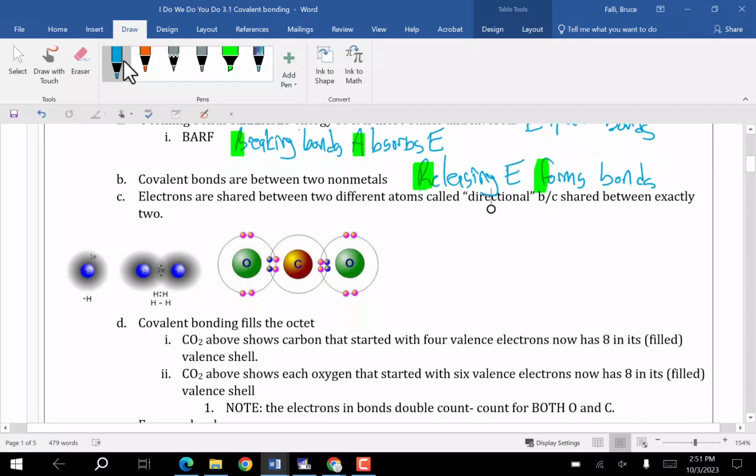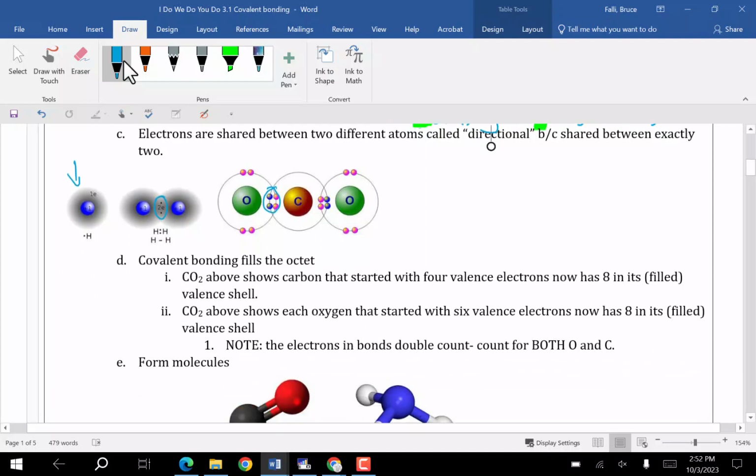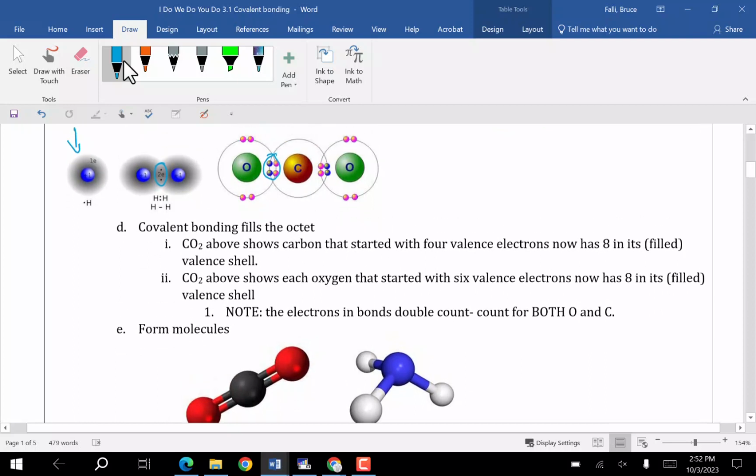Covalent bonds are between two nonmetals, so we know where that is in the periodic table. Electrons are shared between two different atoms, and this is called directional because it's shared between exactly two. Here's hydrogen all by itself. Look at sharing electrons. Carbon dioxide: the prefix co means to share. Let's cooperate, we'll share the operations. We can live in a commune, and we could all live together. So covalent bonding fills the octet.